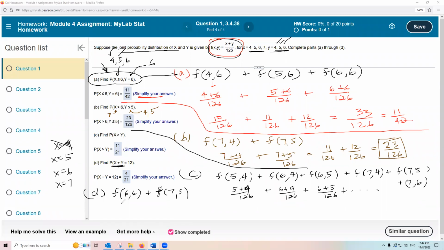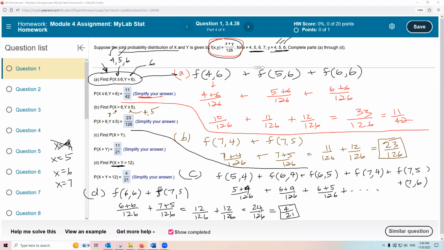So this is going to be (6 plus 6) over 126, plus (7 plus 5) over 126. This is going to be 12 over 126 plus 12 over 126. So we end up with 24 over 126. We have to simplify fractions here. So I think we can divide top and bottom by 6. Yep, and that gets us 4 over 21 as the answer on that one.